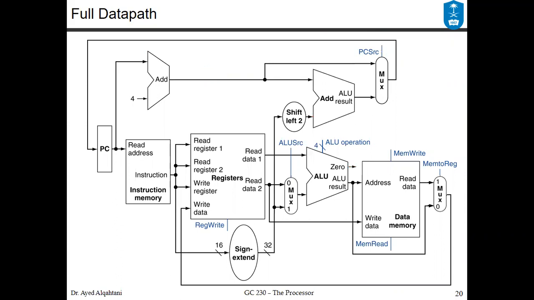Now, we've talked about the ALU source. We've talked about the memory to register multiplexer and the PC source control. We have also the register write, the memory read, and the memory write, and we've talked about them. We have those 4 bits that tell the ALU what job it should do. Those ALU operations are listed here.